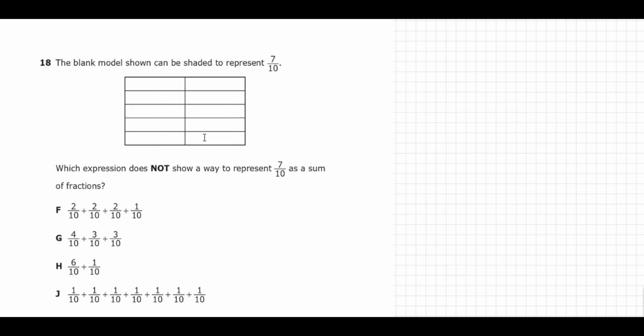Question number 18. The blank model shown can be shaded to represent 7 over 10. Which expression does not show a way to represent 7 over 10 as a sum of fractions? Option F. The sum of the fractions equals 7 over 10, which is not a correct answer. Option G. The sum of the fractions equals 10 over 10, which is not 7 over 10. Hence, G is the correct answer.